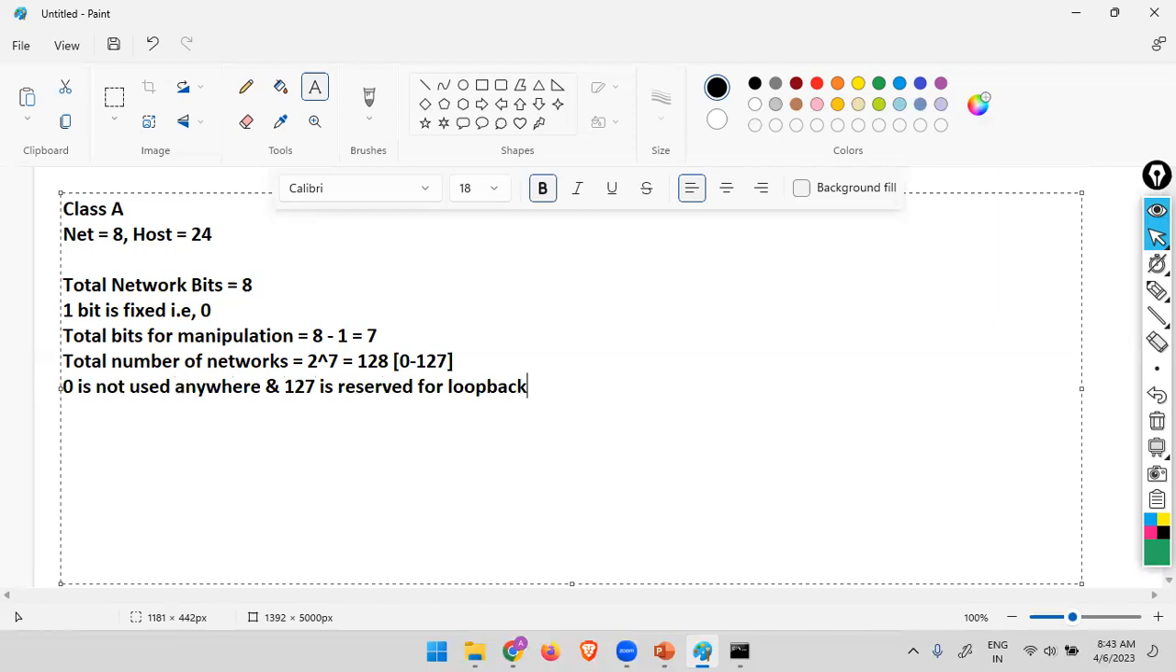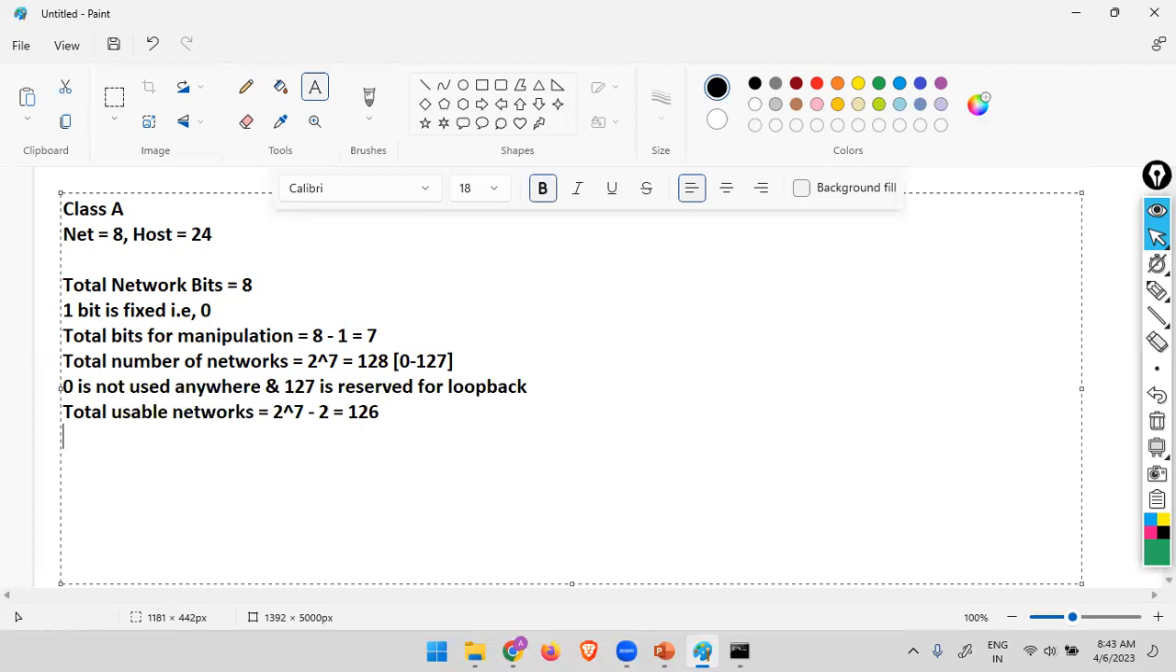So again, two reservations are there in class C. If I say total usable networks, then I have total networks what? 2 raised to power 7. And I have to reduce 2 more. That will be 126 networks can be designed in case of class E. 126 usable and total 128.